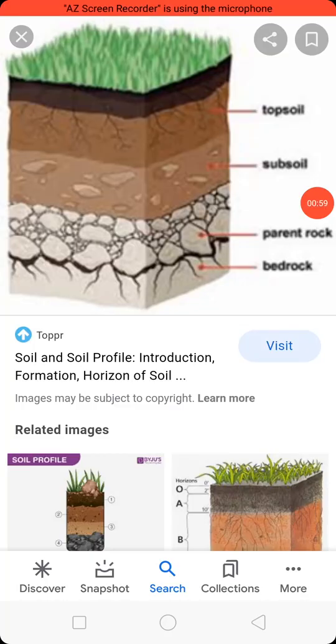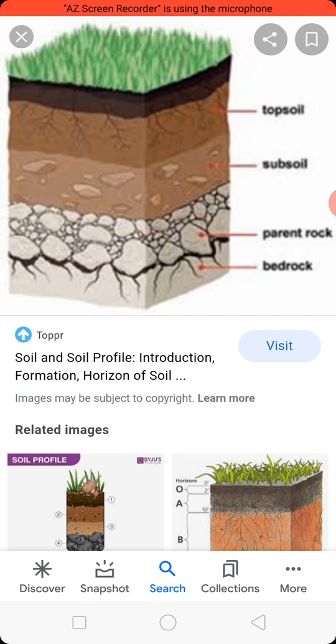What you can find in the topsoil, you will find the soil to be loose. There may be roots of plants in it. You can see clearly roots of plants in it. Where? In the topsoil. Now come to subsoil.